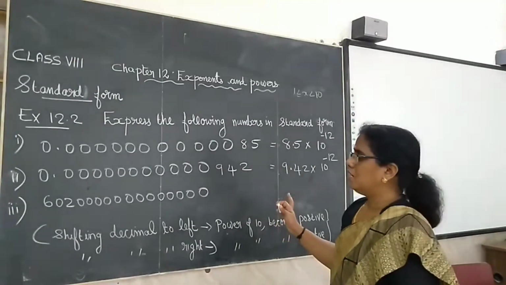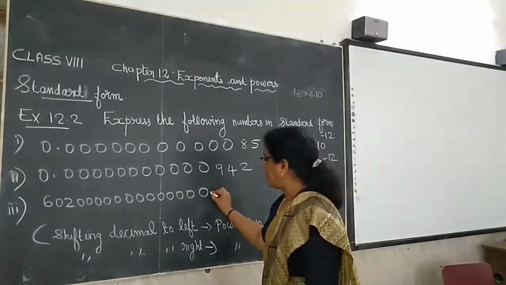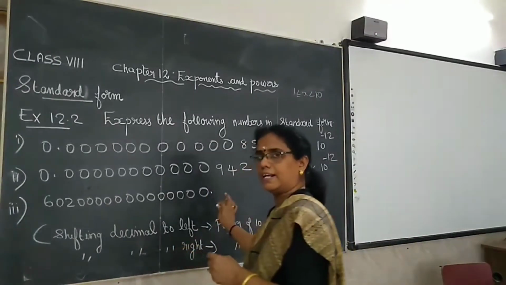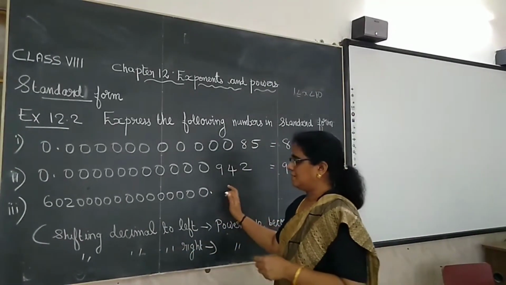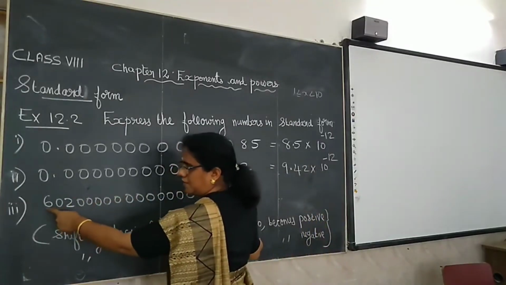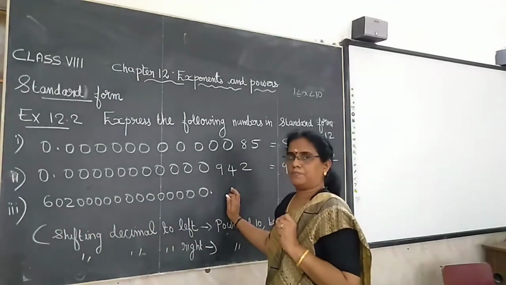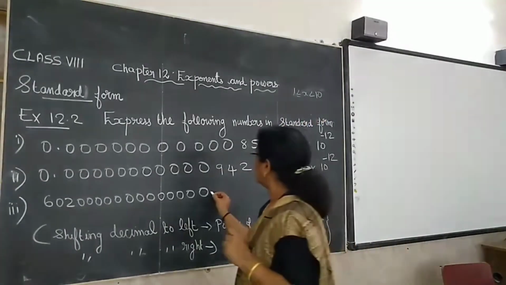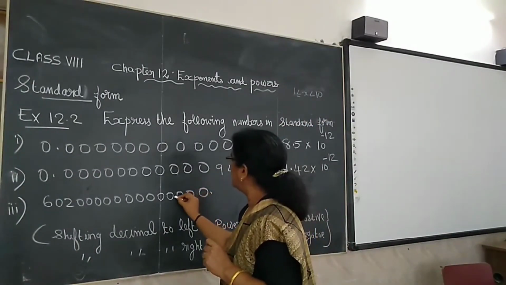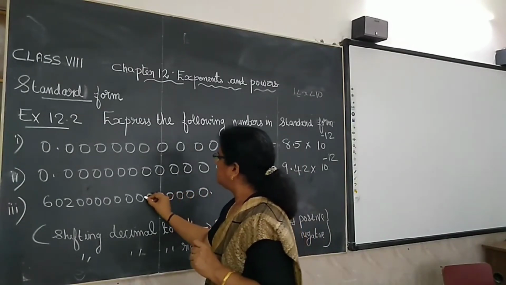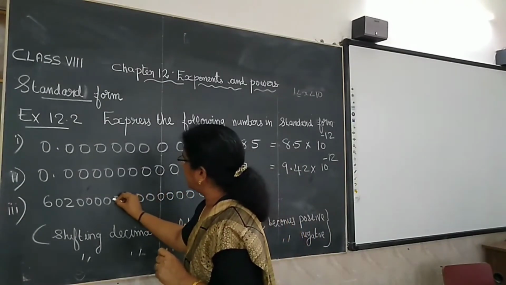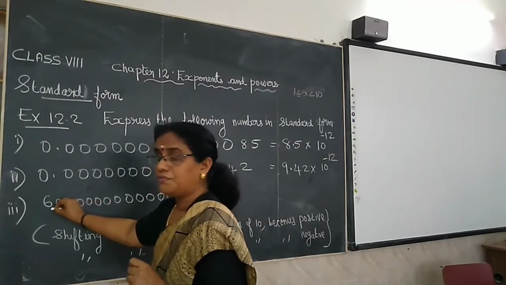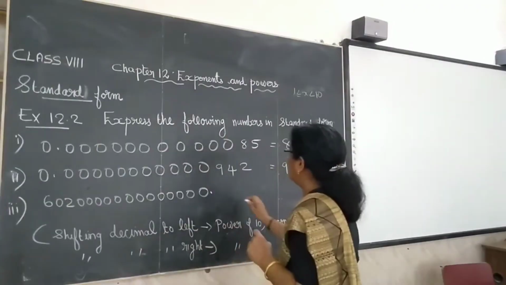Here there is no decimal. So we will put the decimal at the last, that is at the right end. Now shift the decimal. Decimal should be here, then only the answer becomes 6 point something, which satisfies the condition less than 10. So from here 1, 2, 3, 4, 5, 6, 7, 8, 9, 10, 11, 12, 13, 14, 15. 15 places you have to move.